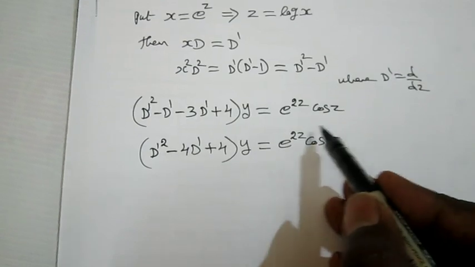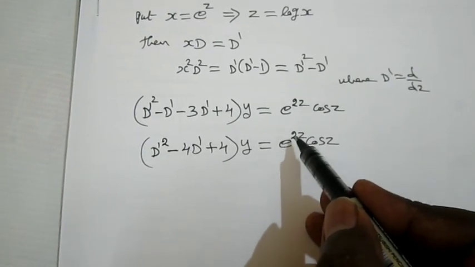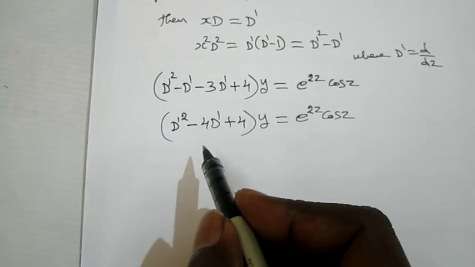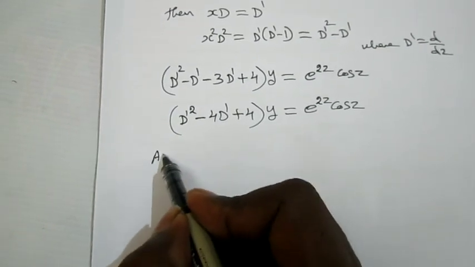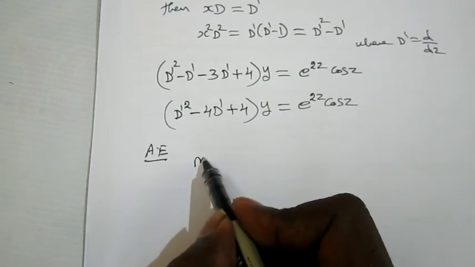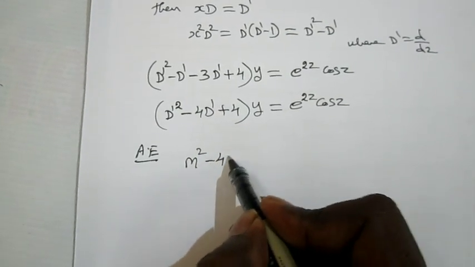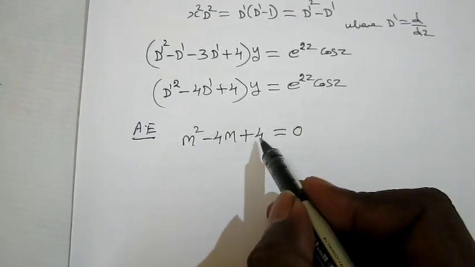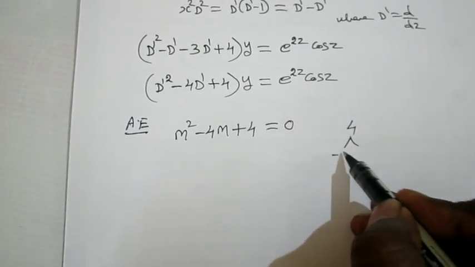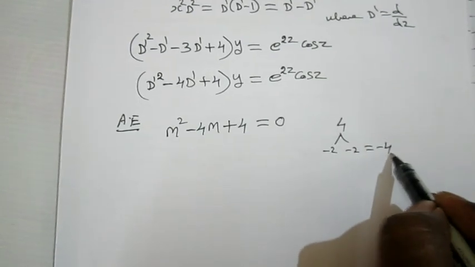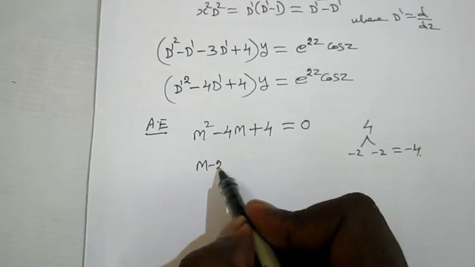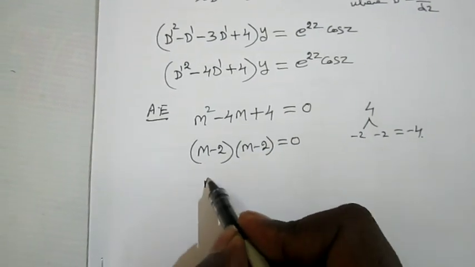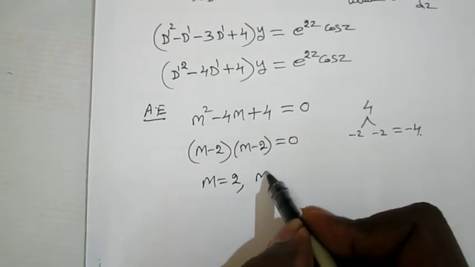Now this is a differential equation with constant coefficients, and we can solve it as usual. But the particular integral is type 2, e^(ax) into V. First I am going to find the complementary function. For that I form the auxiliary equation: m² − 4m + 4 = 0. Splitting the middle term, −2 and −2 add to −4, so (m − 2)(m − 2) = 0, so m = 2 and m = 2.